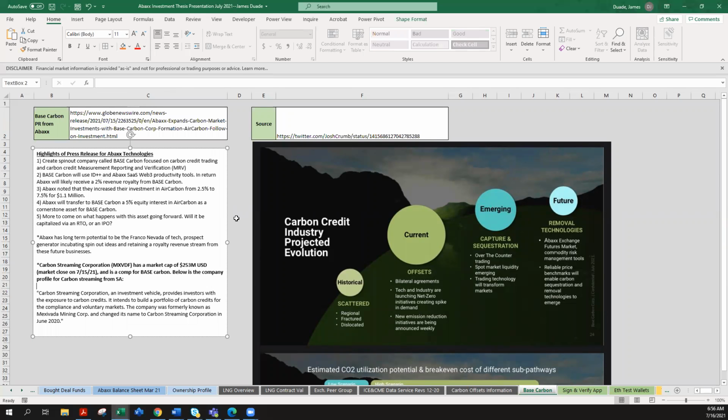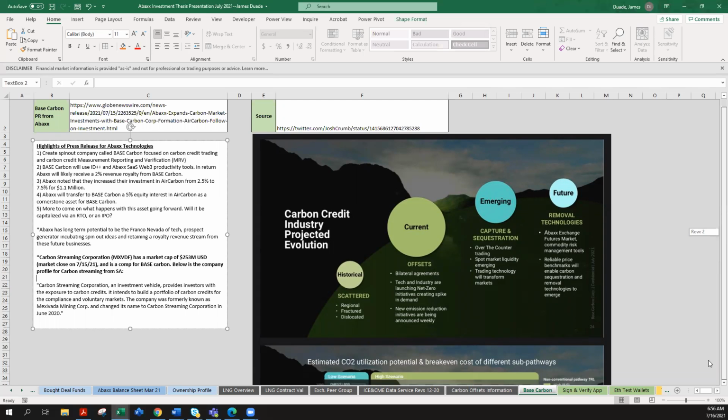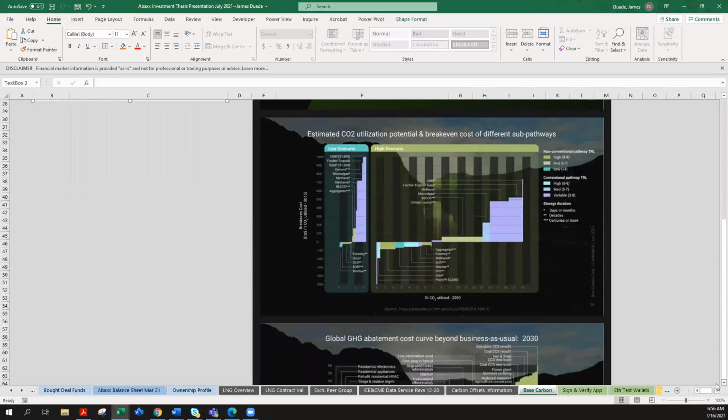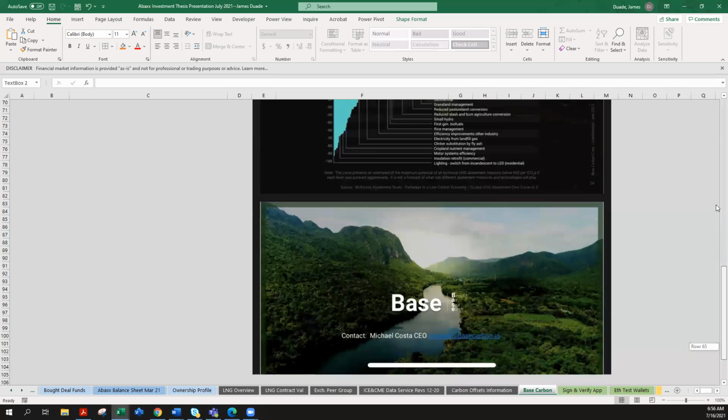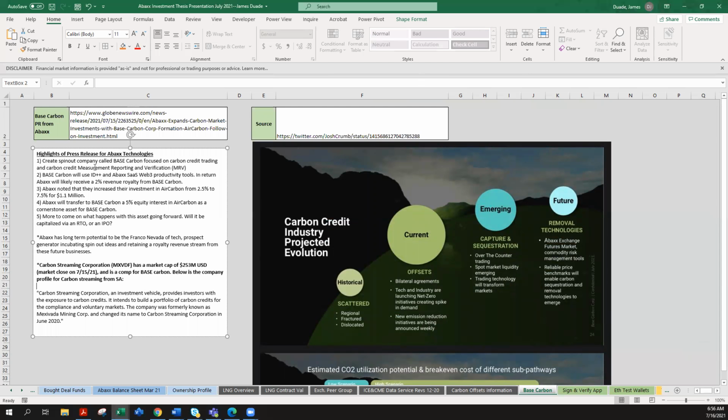Yesterday, Base Carbon was announced as the first potential spin out company from Abaxx. So I've put some comments here in the spreadsheet. I'll try to discuss this in the article a little bit. Effectively, the high points are that Abaxx is going to create a spin-out company called Base Carbon, which stands for, pardon me not being prepared here, benefits of air, sea, and earth, or BASE. And that company is effectively going to be focused on carbon credit trading and carbon credit measurement, reporting, and verification.